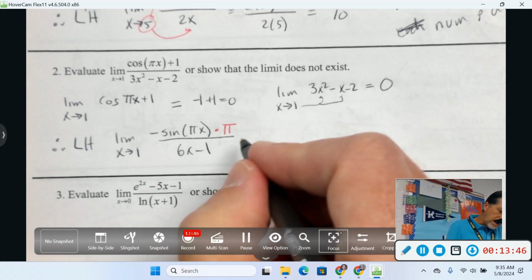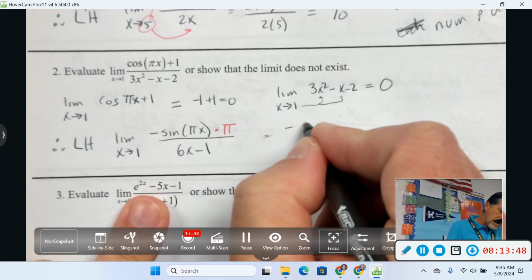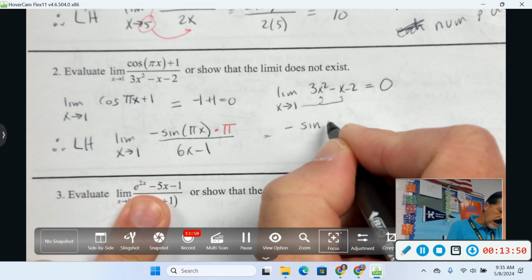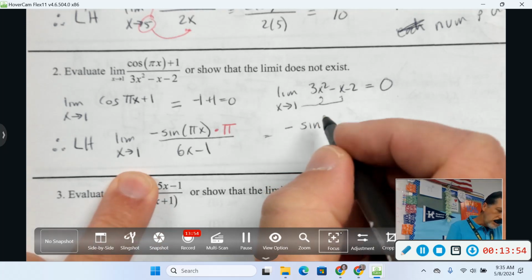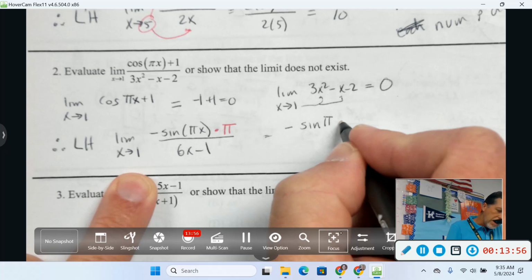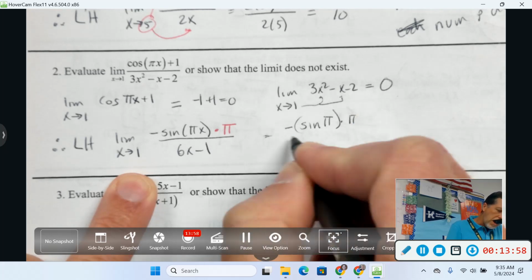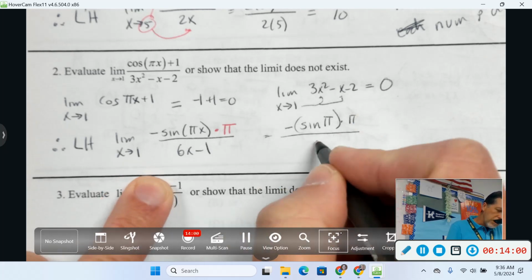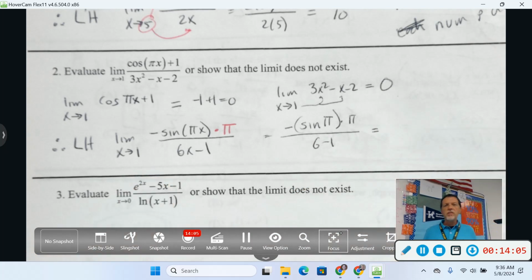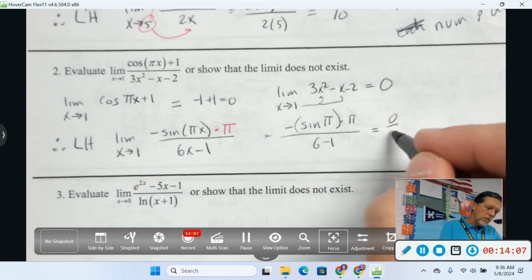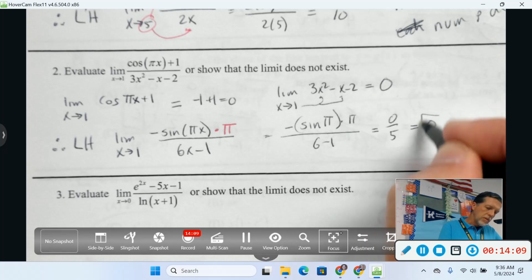So let's plug in 1. So negative sine of pi times pi over 6 minus 1. Sine of pi is 0, so 0 over 5 equals 0.